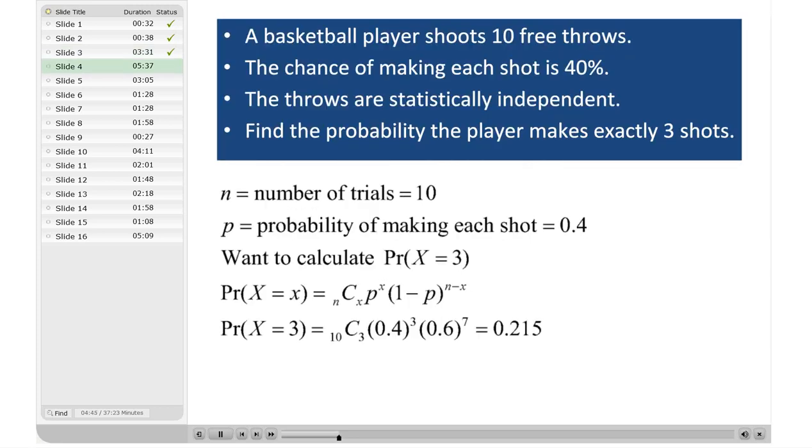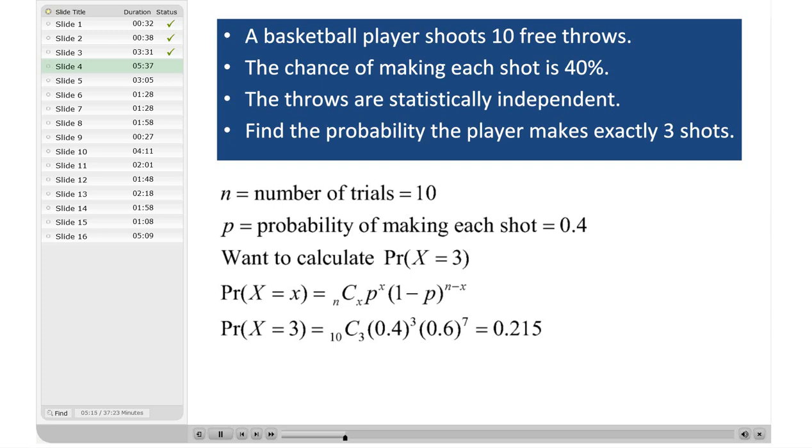Alright, let's actually do an example where we calculate some probabilities involving a binomial distribution. We'll go back to our basketball player example where a player is shooting 10 free throws, and let's suppose that the chance of them making each shot is 40%. We're also going to be assuming that the throws are statistically independent, and I'll say a little bit more about that later, but let's skip over that for now. And the goal of this problem is to find the probability that the player makes exactly 3 shots.